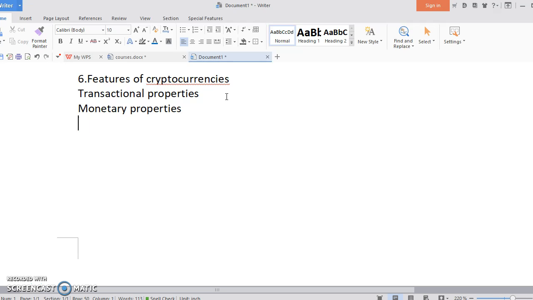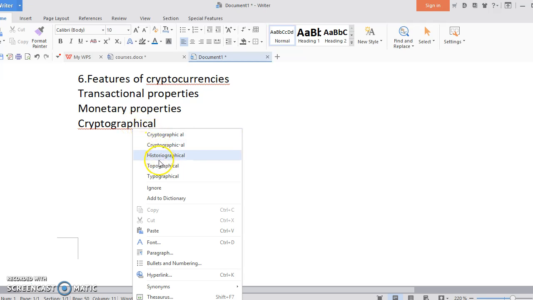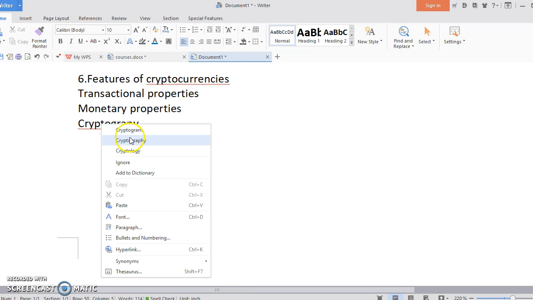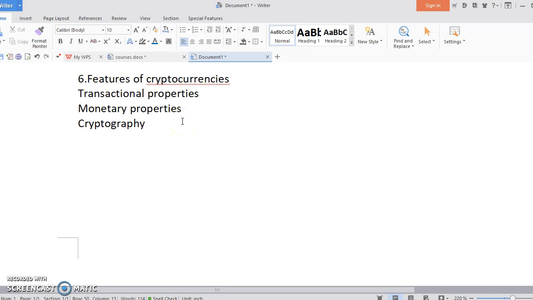And then the third property I want to talk about is the cryptographic properties of cryptocurrencies. You might be asking, okay, how does cryptography work? Let me give you a very brief history of how cryptography works.